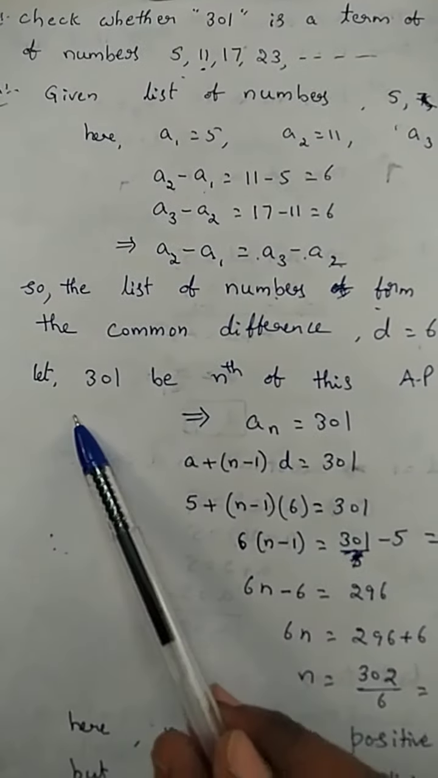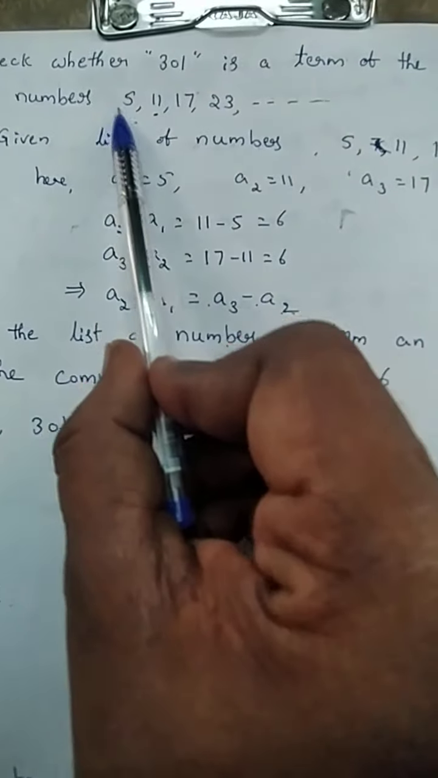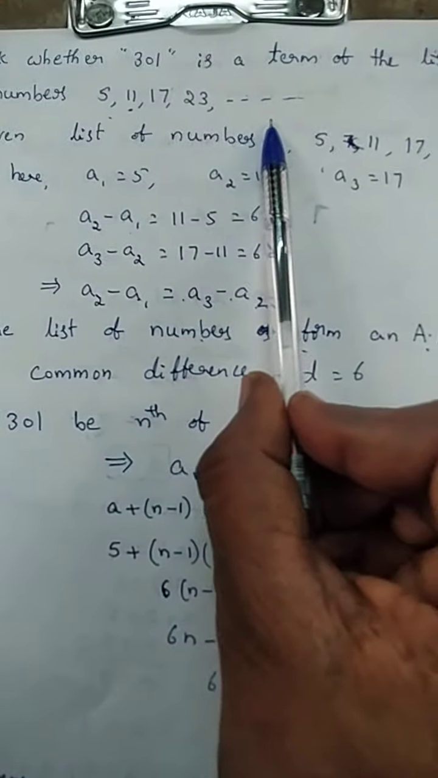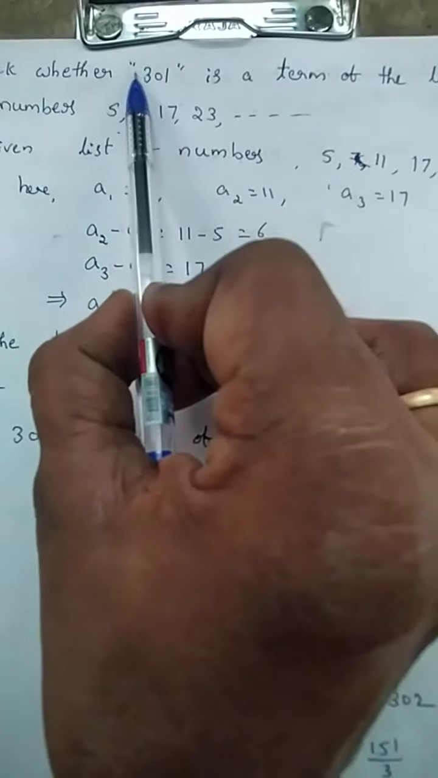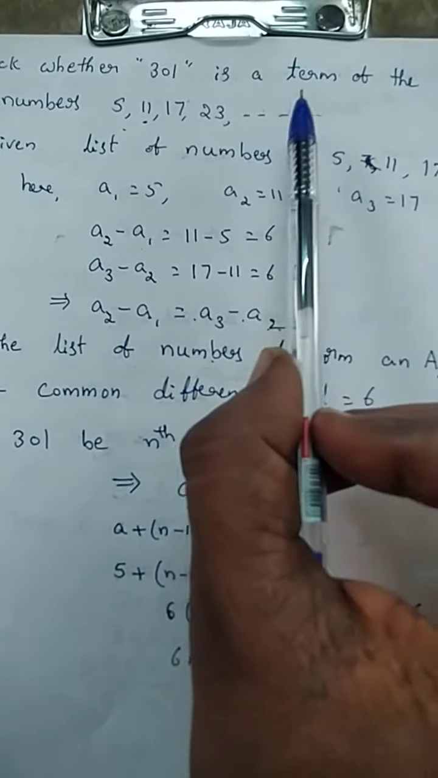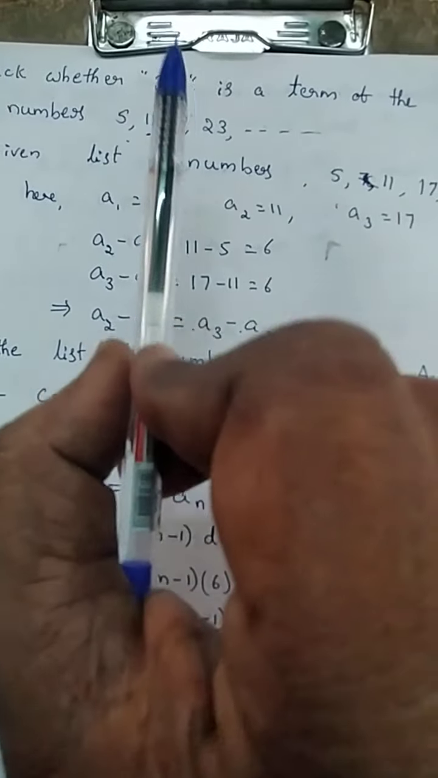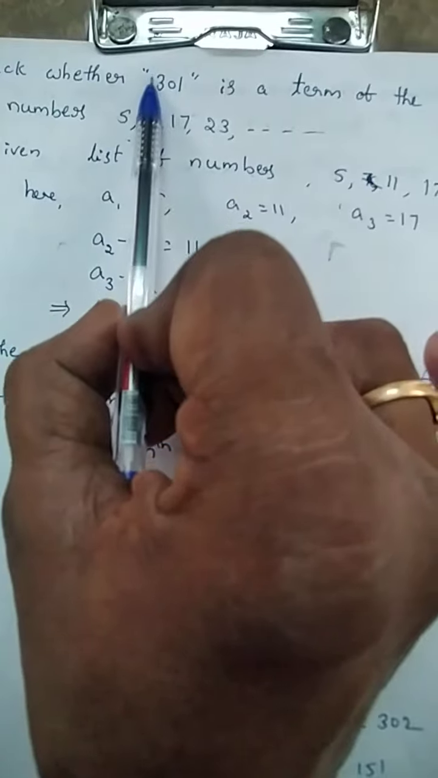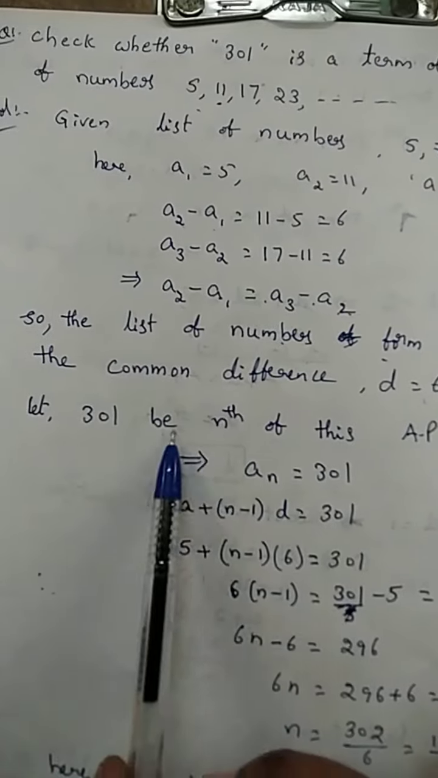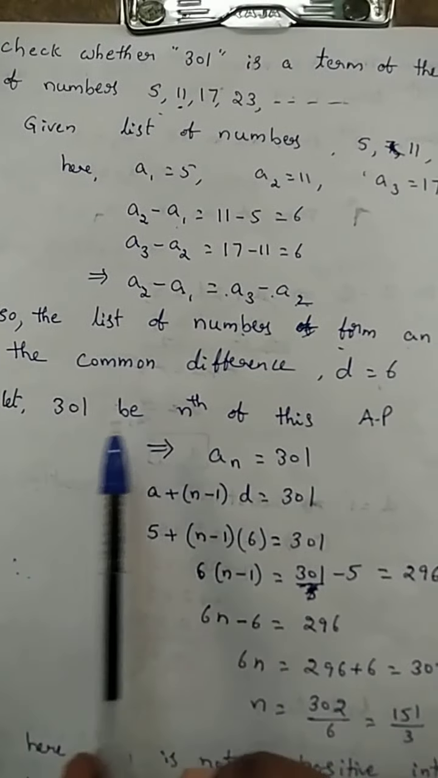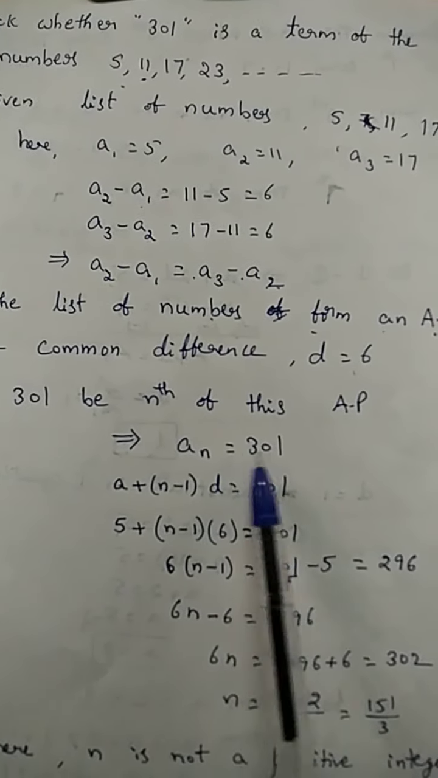So the first step is completed: the list of numbers is in AP. If it is in AP, is 301 a term of this given AP or not? That is the question. We assume that it is the nth term, because we don't know where it is located in the given arithmetic progression. Whatever number is mentioned in such problems, first of all we assume the given number is the nth term of the arithmetic progression. So let 301 be the nth term of this AP. The nth term means an, so an is equal to 301.